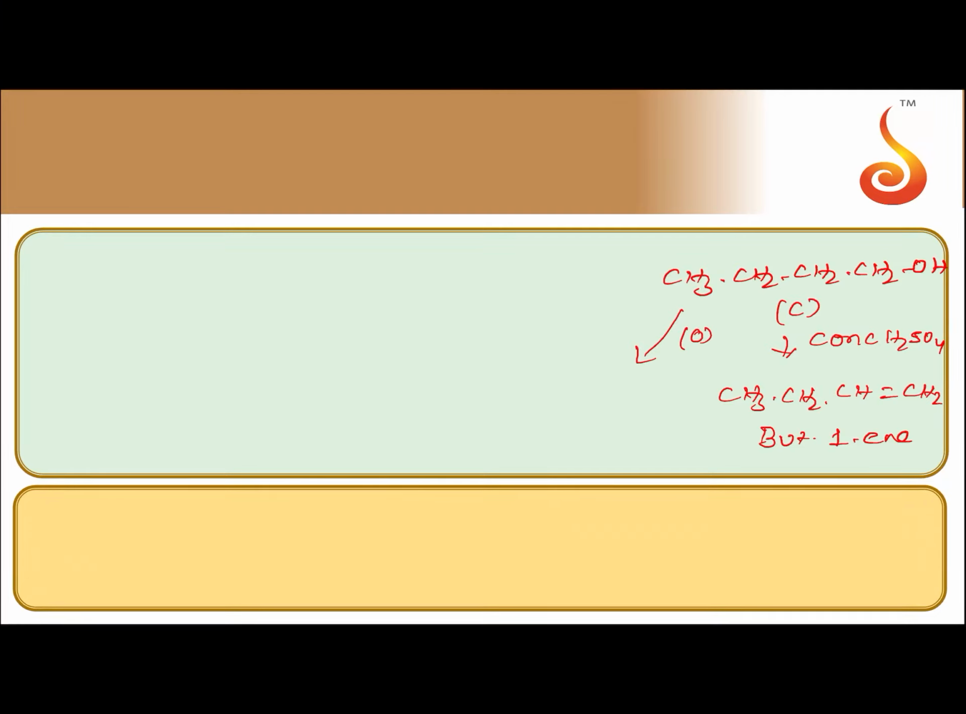And this compound on oxidation with chromic acid, what will it form? Butanol, when oxidized with chromic acid, will form butanoic acid. So butanoic acid should be compound B. So what is compound B there? Butanoic acid.